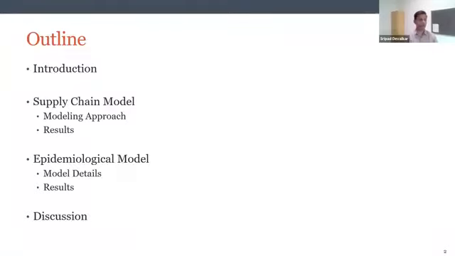I'll walk you through a quick introduction on what this work tries to do. I'll walk you through the details of the supply chain model, specifically the approach that we've taken, some initial results, and then how it ties in with the epidemiological model, share a bit of the model details, results, and then finally have some discussion around those results.